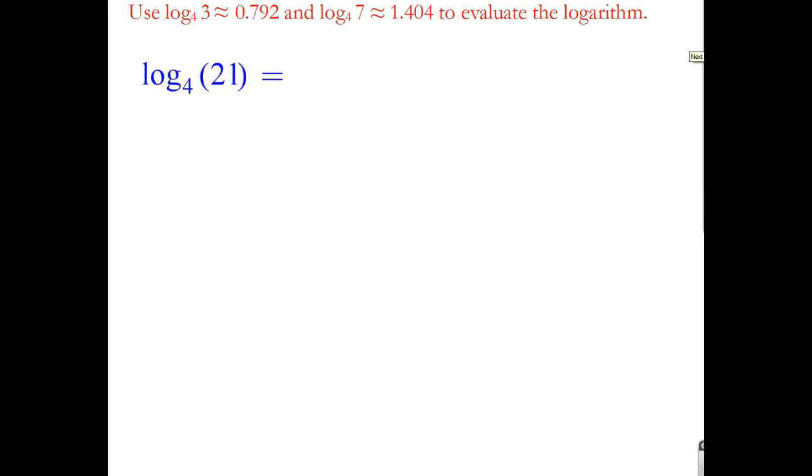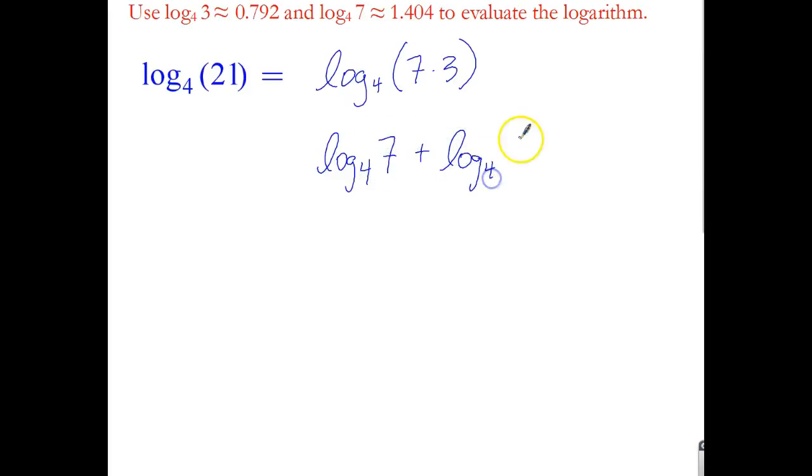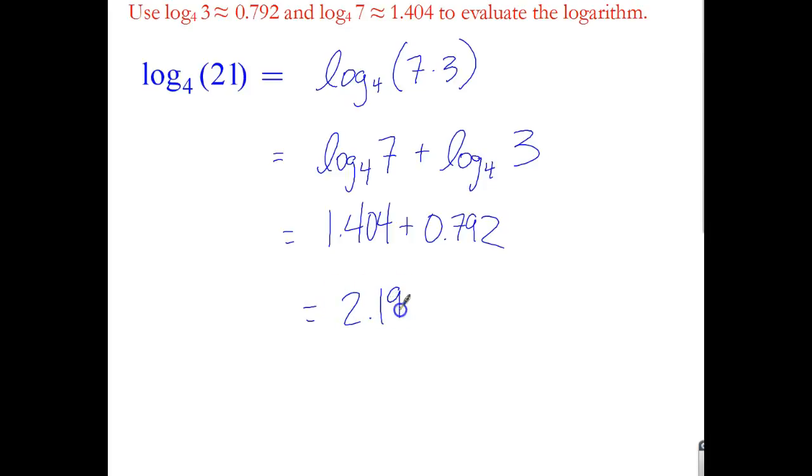Go ahead and why don't we try doing that one? So this is going to be, we're going to say, okay, that we know that 21 is the same as 7 times 3. Okay, and so then we know that log base 4 of 7 plus log base 4 of 3. We do those together, which means I can take 1.404, and I can add 0.792, and together I will get 2.196.